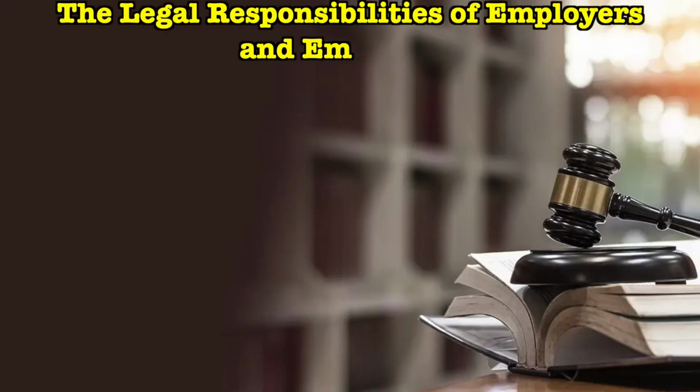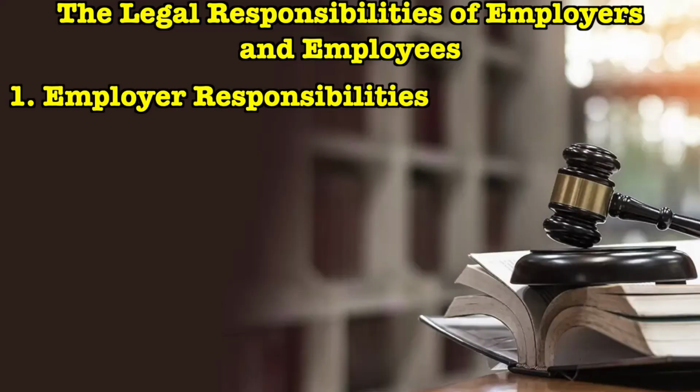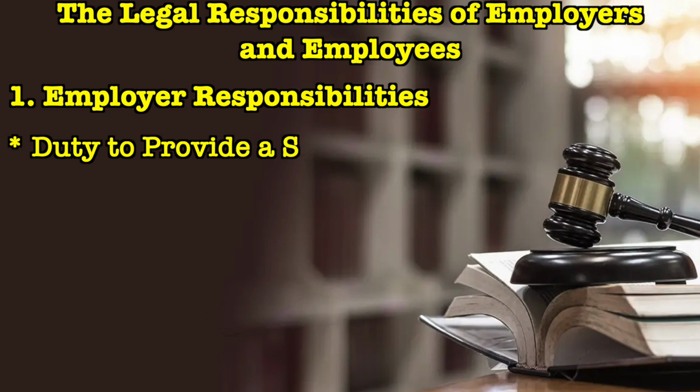The legal responsibilities of the employees and employers. Let us see what this point says. There should be legal obligations or responsibilities of both employers and employees concerning occupational health and safety. First, we will see employer responsibilities, like the duty to provide a safe workplace. Yes, employers have a legal duty to provide a safe and healthy work environment for their employees. This includes identifying and mitigating workplace hazards.